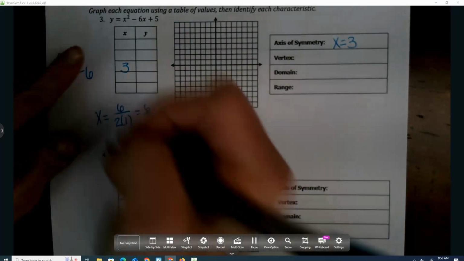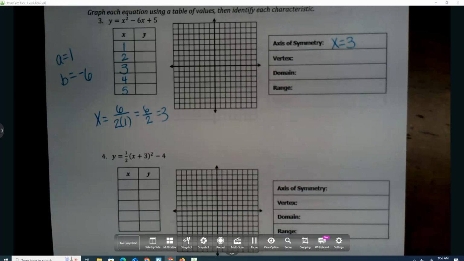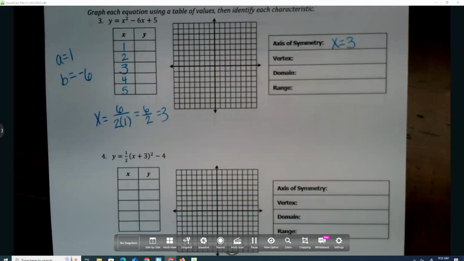And then we're going to plug in numbers smaller and bigger. So I want you to plug in 1, plug in 2, plug in 3, plug in 4, and plug in 5. So everybody plug in your number, and let's finish our table.